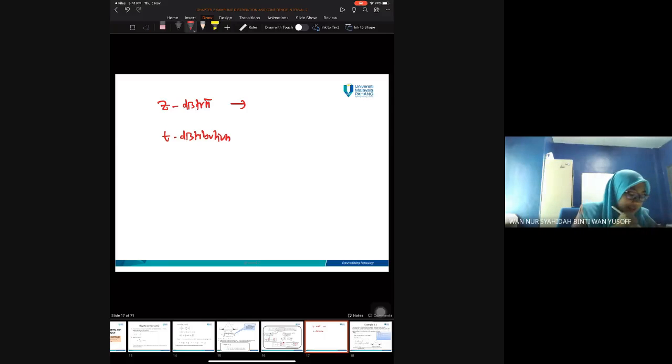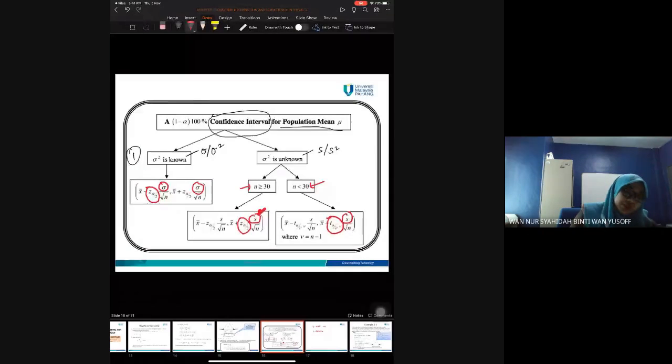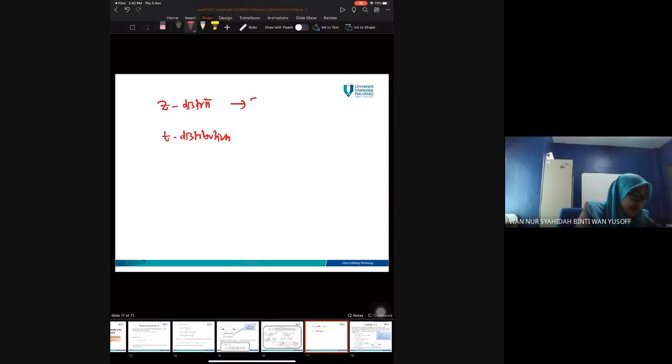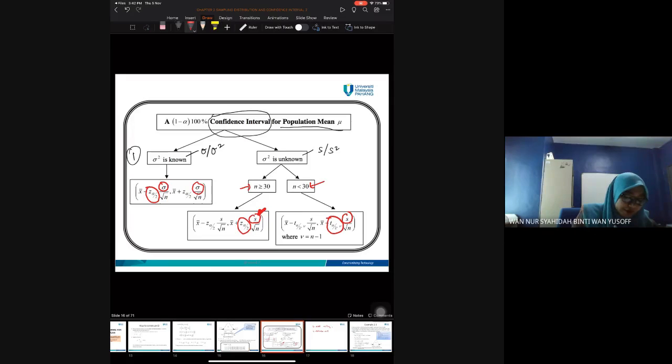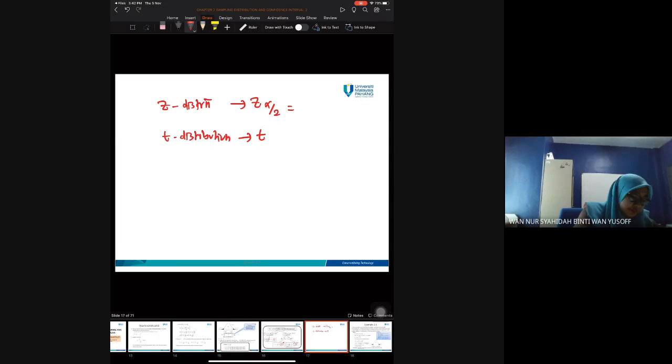To read the Z distribution, we need the probability value. In our case, we have Z alpha over 2. That's our probability value, alpha over 2. To read the T distribution, we need two values. The first one is the probability value. In this formula, we have alpha over 2 here. So refer to your formula, what value that we need.